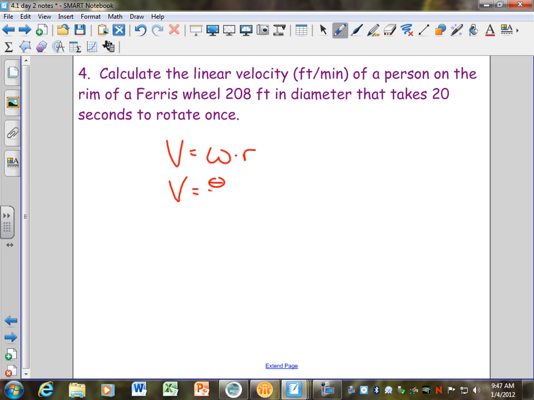What do we got? Theta over time times r, or r theta over time. It doesn't really matter here how we do this. What do you know? What is the radius? Right. They give us the diameter, and the radius is half the diameter, so the radius is going to be 104 feet.